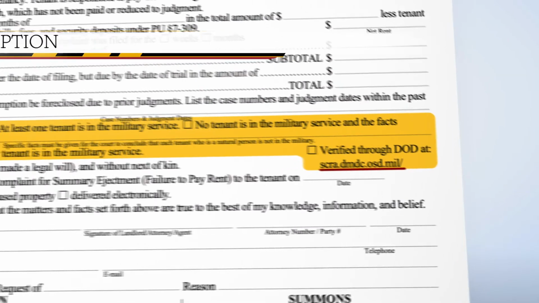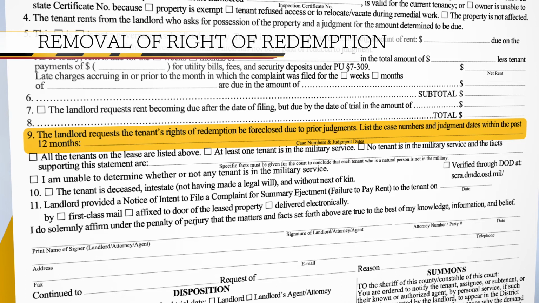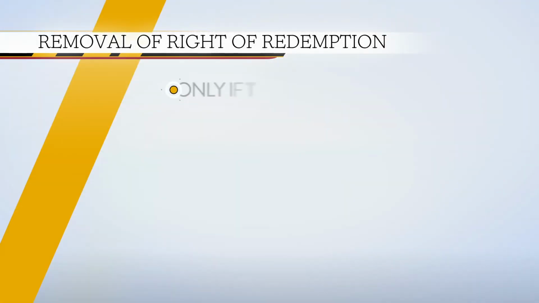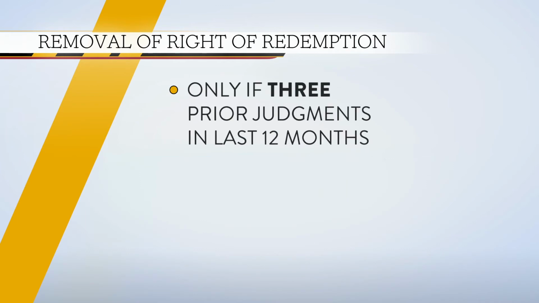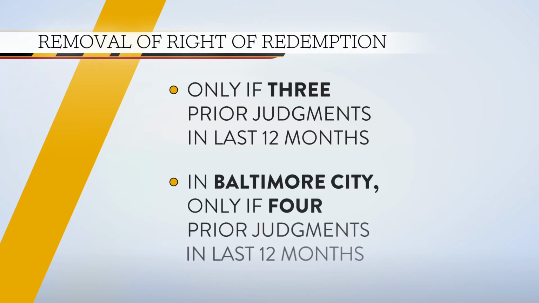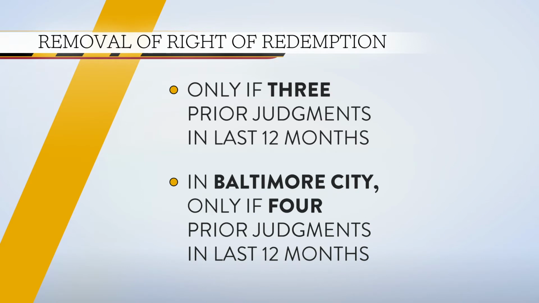One more thing about the form. Line 9 asks you if you want to take away the tenant's right of redemption. This means the tenant's ability to pay the judgment in order to stop an eviction. The court will only remove a tenant's right of redemption if you list case numbers and dates for 3 prior judgments entered in the last 12 months. 4 prior judgments are required in Baltimore City.